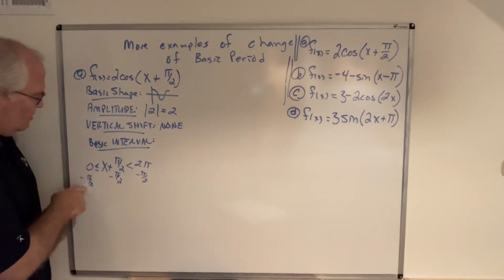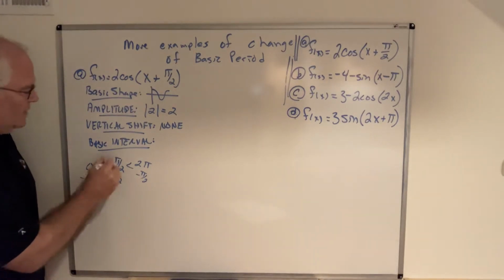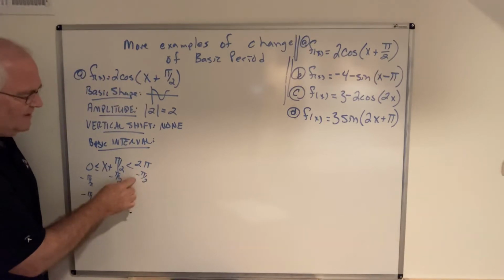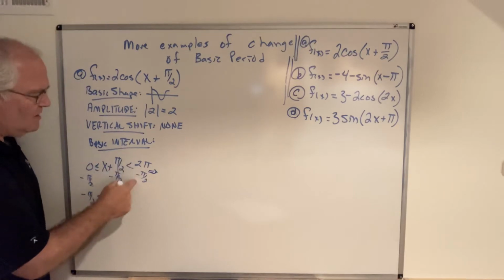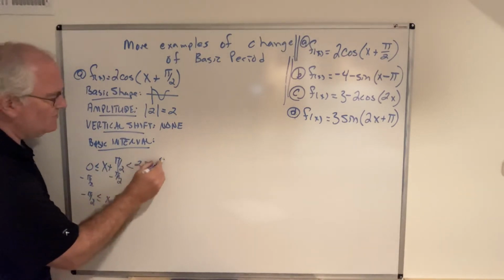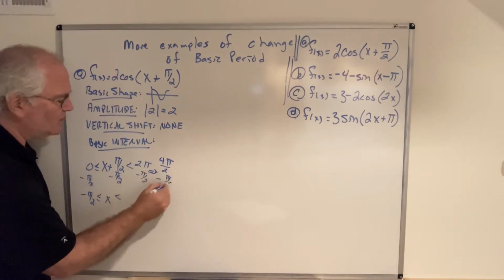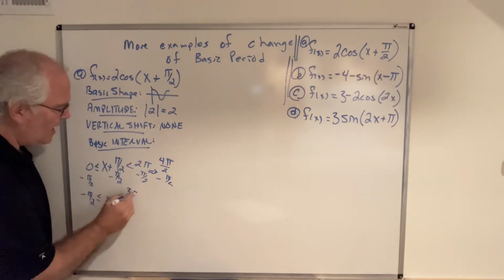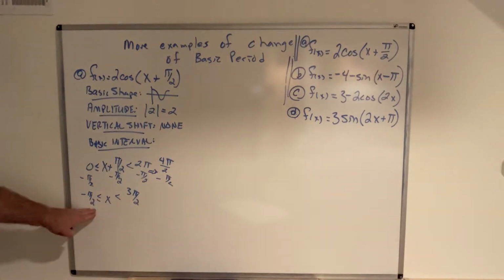Well, this is easy. 0 minus pi over 2 is negative pi over 2. That's straightforward. Here, this cancels. That's straightforward. This is a little bit more dicey, so you might want to go to the side. If this is not obvious, then we can think of this as 4 pi over 2 minus 1 pi over 2. And now I hope that is clear. That is 3 pi over 2. And so the interval is going to be from negative pi over 2 to 3 pi over 2.